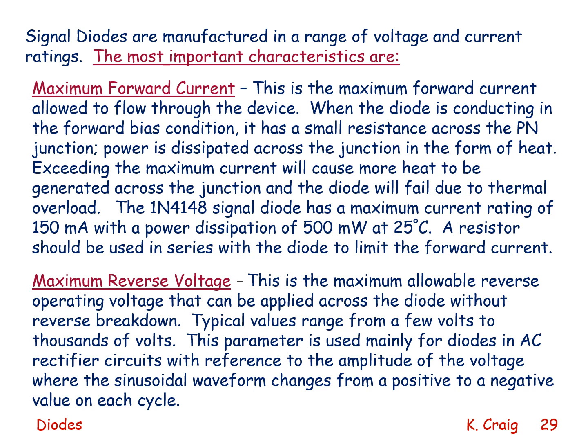Maximum reverse voltage. This is the maximum allowable reverse operating voltage that can be applied across the diode without reverse breakdown. Typical values range from a few volts to thousands of volts. This parameter is used mainly for diodes in AC rectifier circuits with reference to the amplitude of the voltage, where the sinusoidal waveform changes from a positive to a negative value on each cycle.